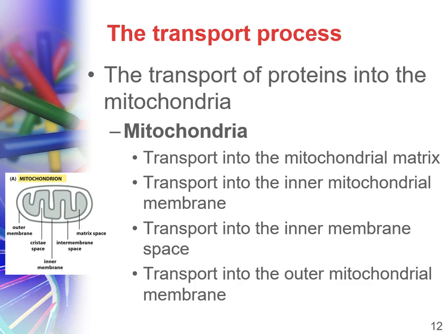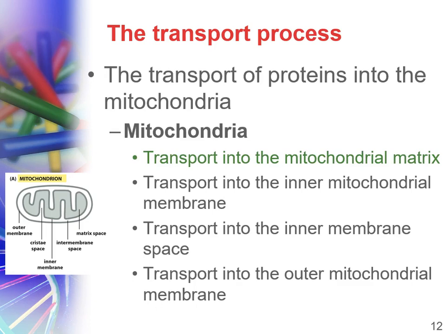So I just want to remind you that if we're transporting proteins into the mitochondria, we have 4 different places they can go. They can go to the matrix, they can go to the inner mitochondrial membrane, they can go to the intermembrane space, or the outer mitochondrial membrane. So in our discussion, we're going to see how each of these proteins can be targeted to the correct location.